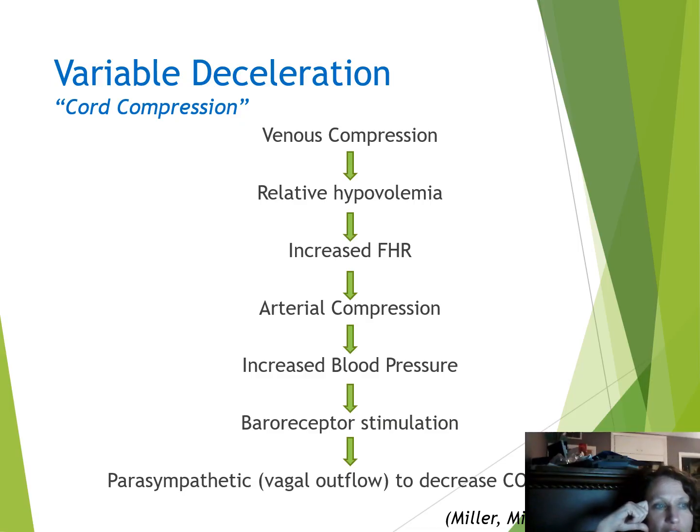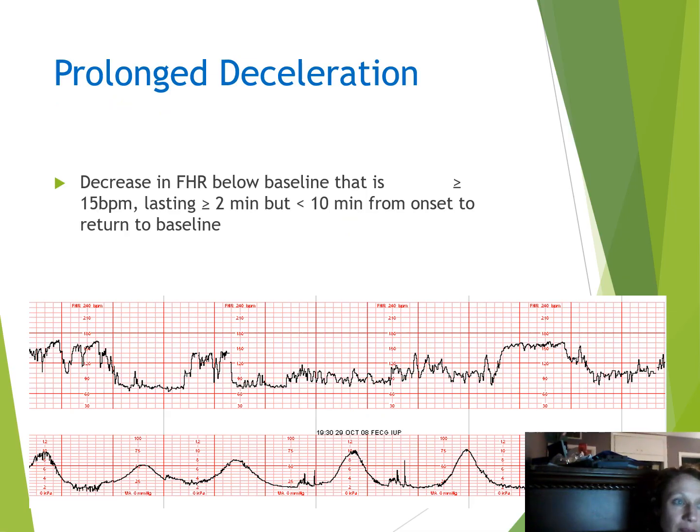And then our arterioles compress. It increases our blood pressure. And again, we have that baroreceptor stimulation, which causes the parasympathetic response, which is the vagal outflow. You remember it from the other chart, right? And it decreases our cardiac output. So that's actually what decreases our heart rate. So initially you have a sympathetic reaction and then you have a parasympathetic reaction, okay?